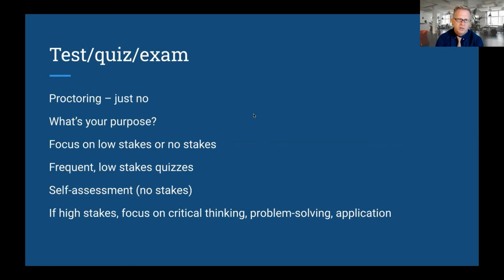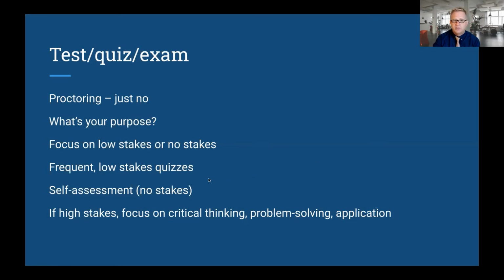If you are someone who wants to go with the test, the traditional exam, again, I say don't worry about the proctoring. If you're going to give a high stakes test, focus on critical thinking, problem solving, application, and make it as personal as you can. Make it current. If you're asking students to respond to some case study, don't use the same one you used last year. You can probably get to the same goals and objectives if you pull something new for them to use as a case study to do some type of critical thinking and analysis.